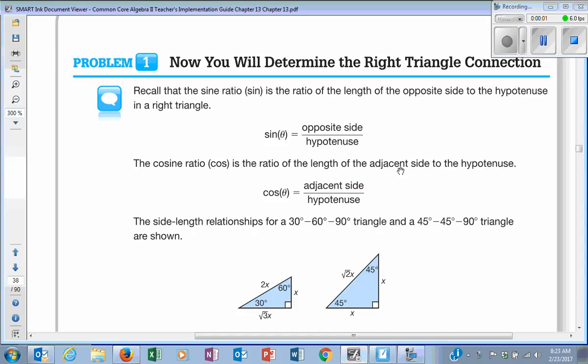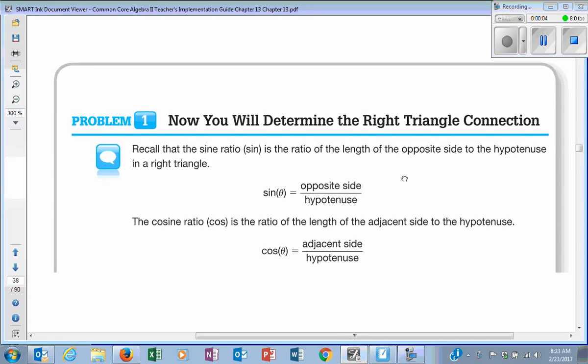All right, so here we go. So we got 13.3 we're going to go over.